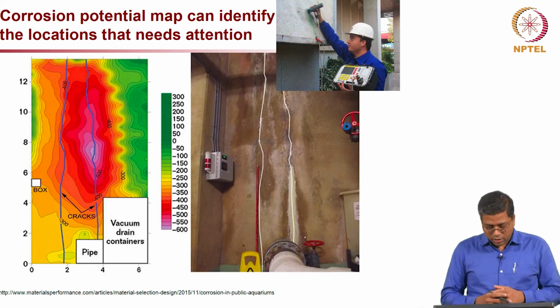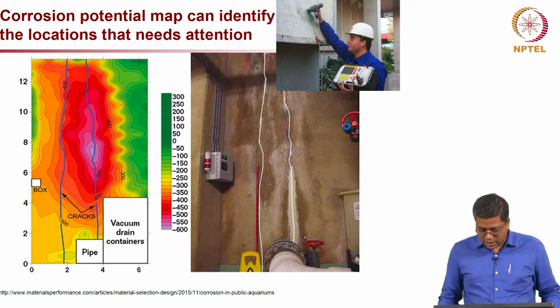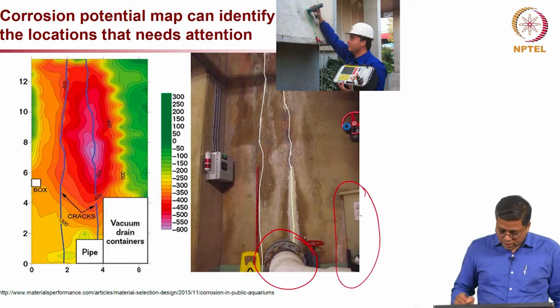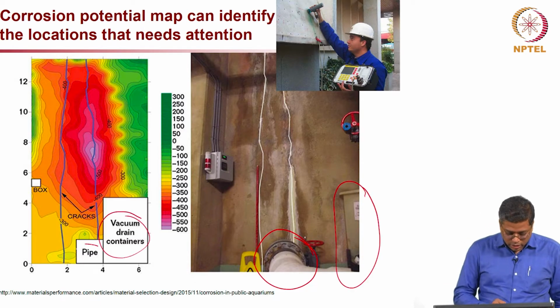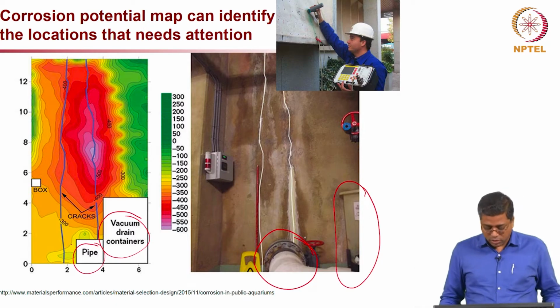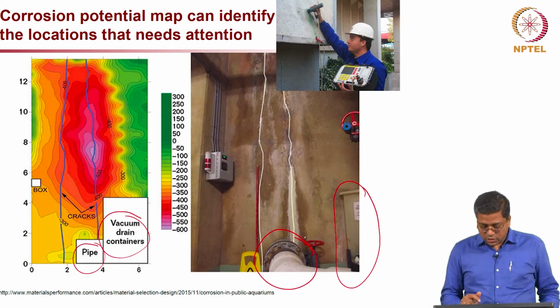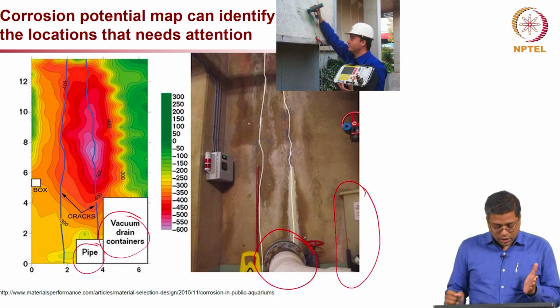Now here is an example showing how this particular test can be useful for judging probability of corrosion. You can see here on the photograph on the right side, there is a pipe going here at the bottom, and then there is a vacuum drain container. So these two are actually shown in the contour map on the left side also, so that you can easily compare these two.